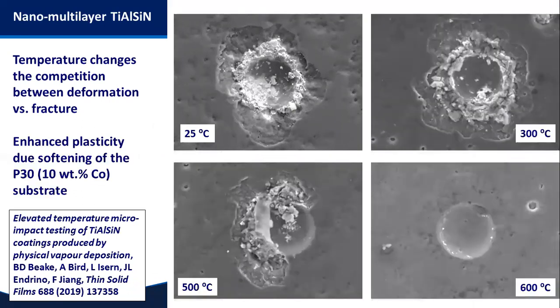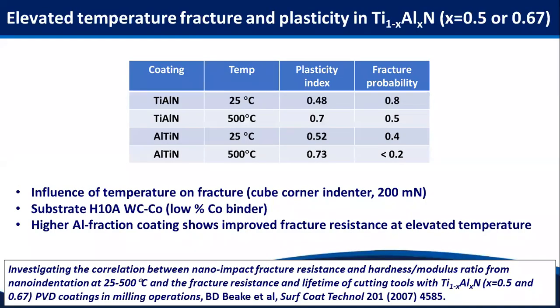As we increase the temperature, we get a transition towards more plasticity-dominated deformation and less fracture, more plasticity. And this is down in this coating system primarily to enhanced softening of the substrate underneath, because the coating system itself retains some really quite high hardness up to 600 degrees. But the high cobalt fraction in the substrate leads to enhanced softening. If we want to look at the coating itself and we're less interested in the substrate, then we might switch to a nano impact test.